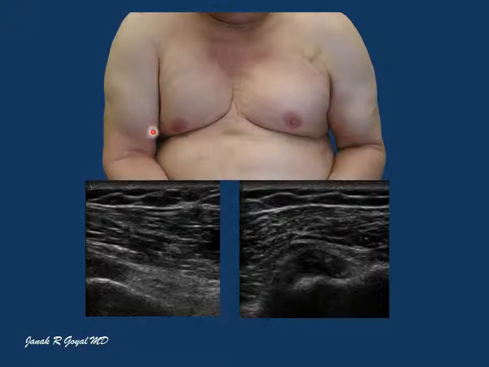So here you could see clearly something people describe as the Popeye sign, indicative of a tear or rupture of the long head of the biceps tendon. So I placed my transducer, and I was astonished to see that on both views he had an almost complete tear of the biceps tendon.